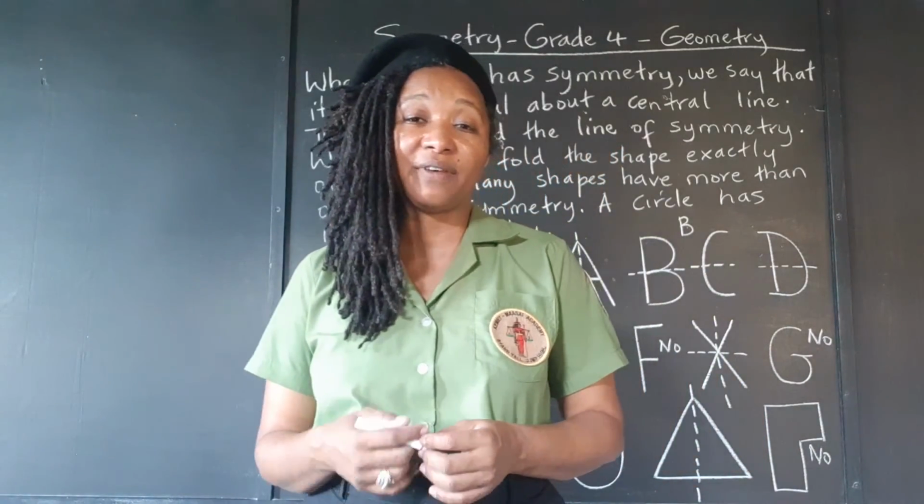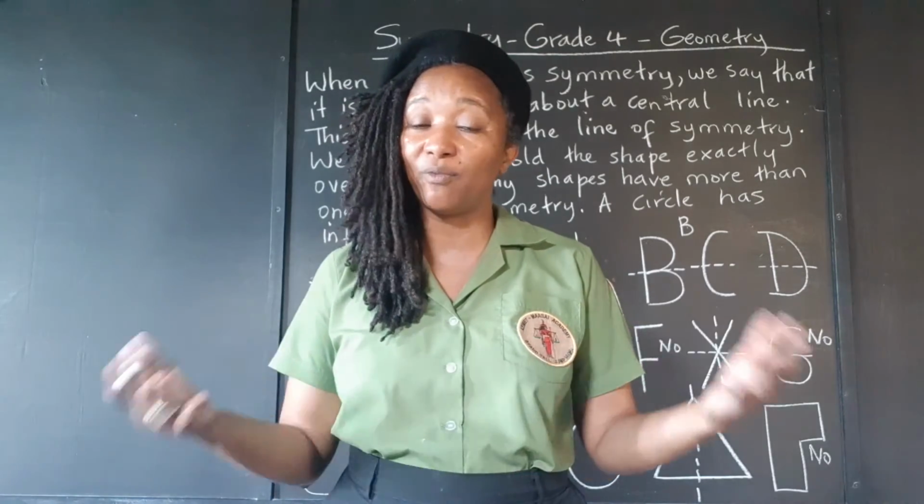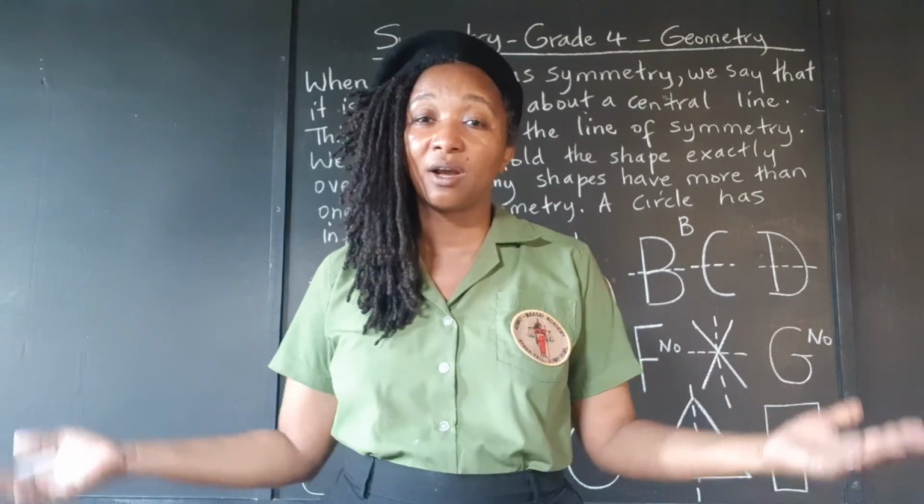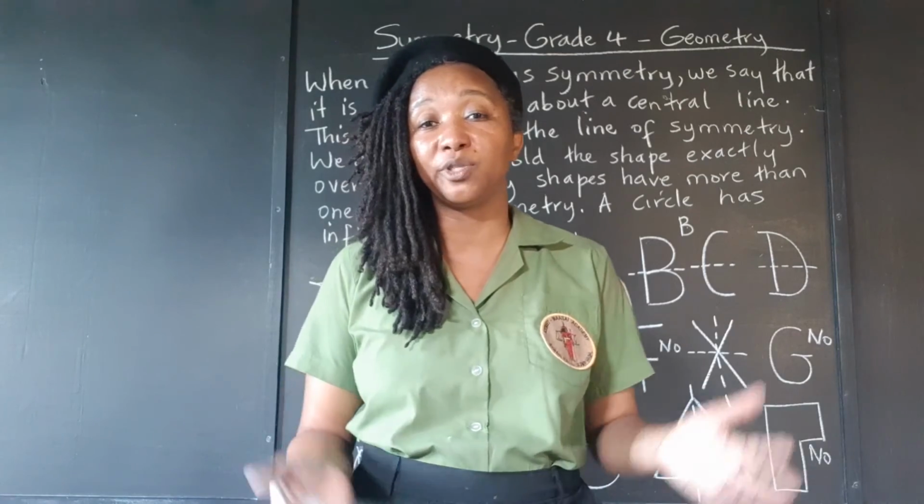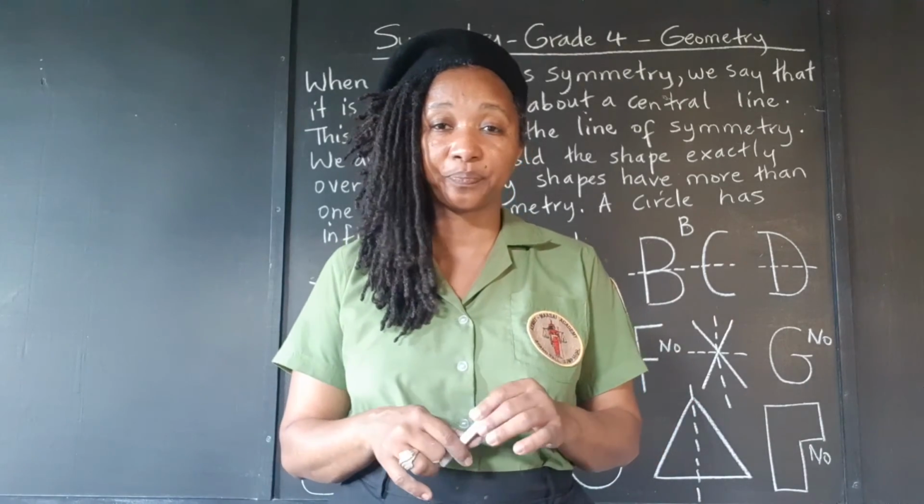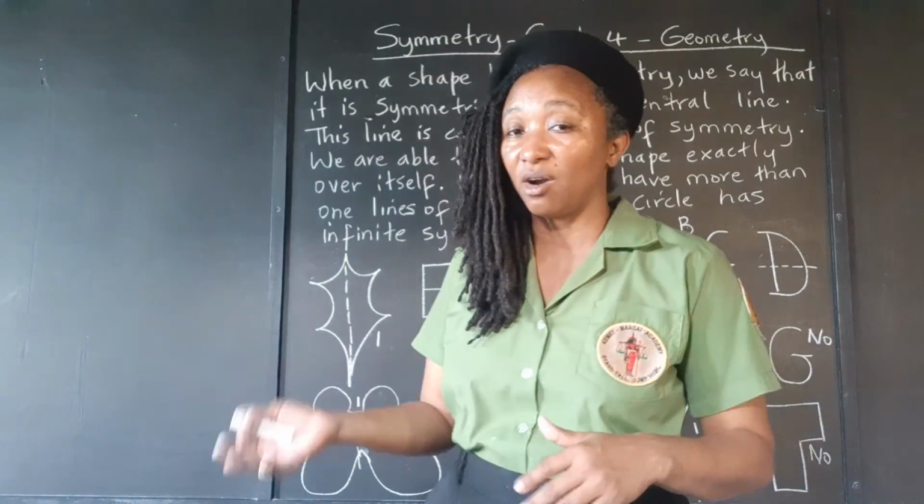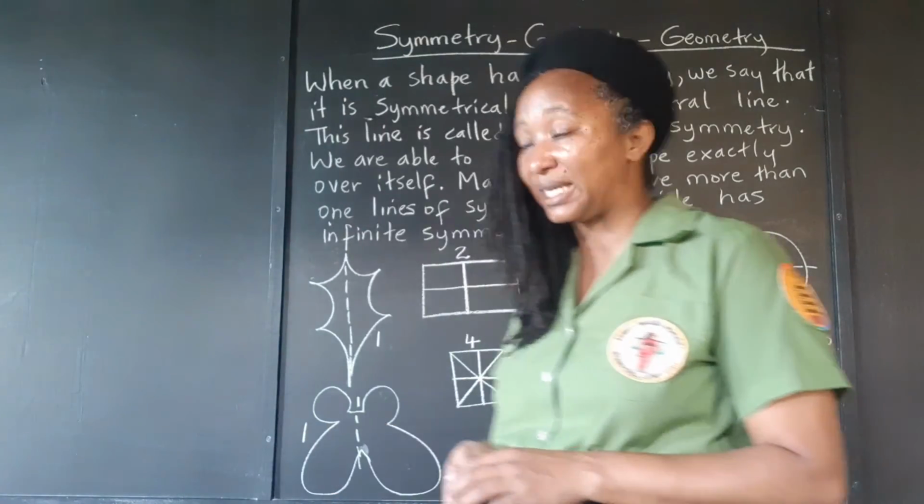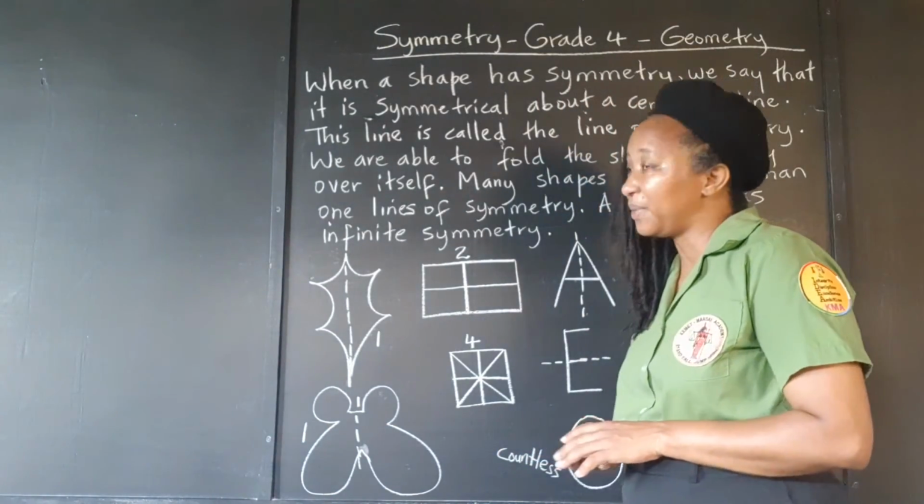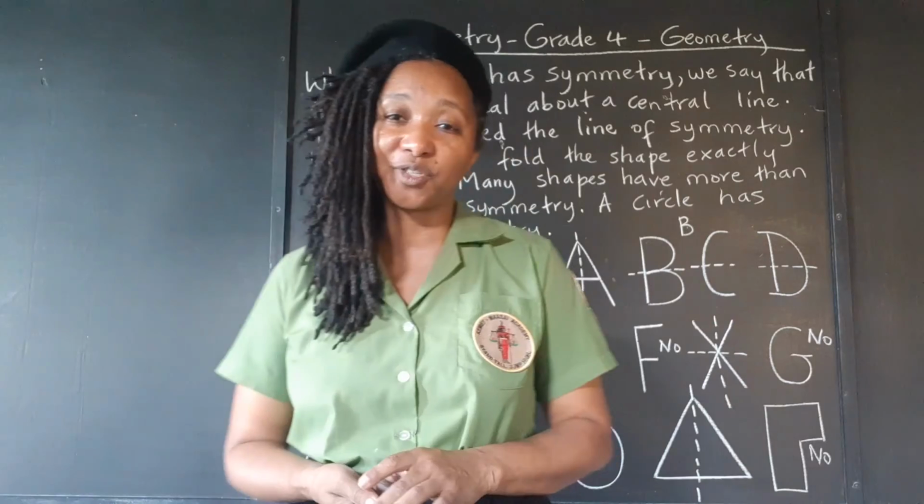Some shapes have many lines of symmetry. Some have one, some have two, some have countless lines of symmetry. We're able to fold them many ways, right, depending on how they are presented. So that's it for symmetry. That's all there really is for symmetry, right guys?